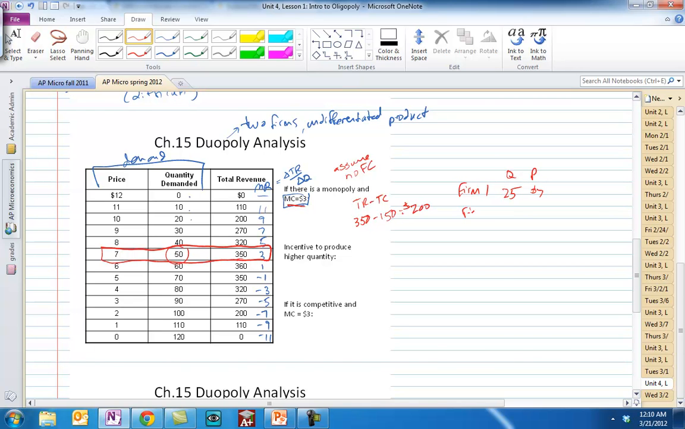Firm 2 produces 25 units, charges $7 apiece. They each make total revenue of $175. Finding each of their profit here, they each spend total cost of 25 times $3, so 75. So they each make a profit of $100.